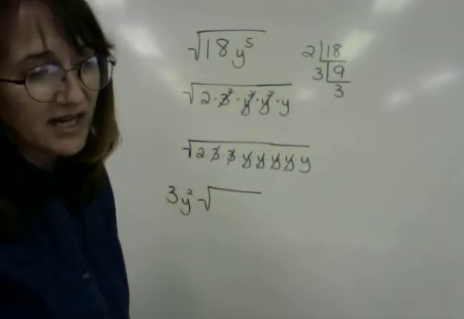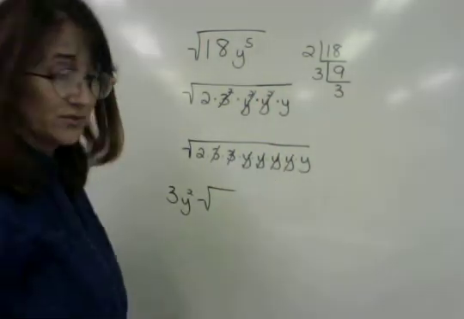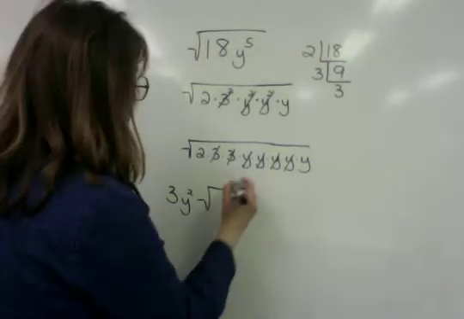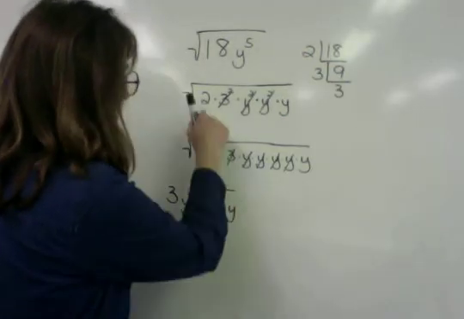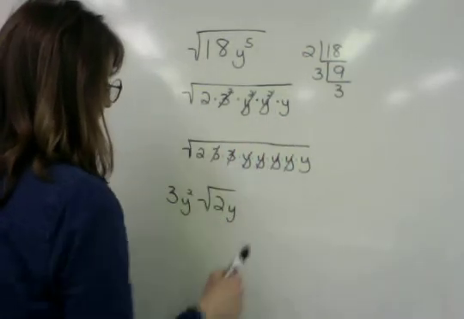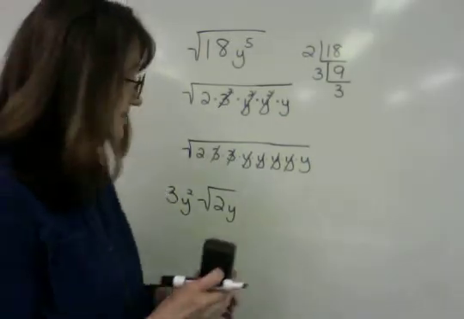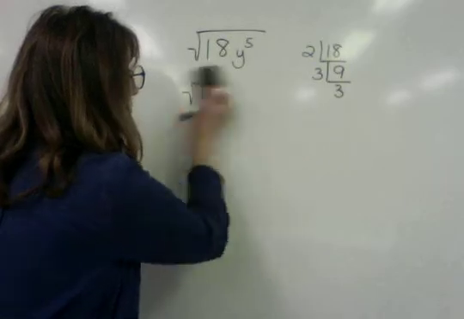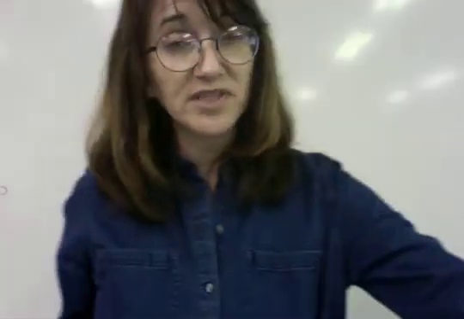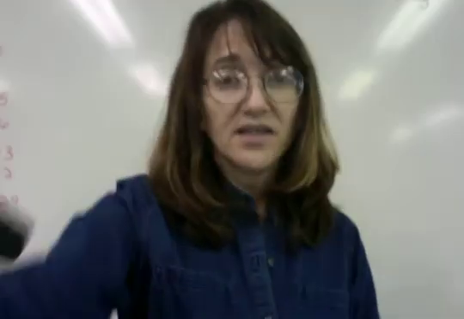What's going to be left underneath this radical sign? I don't need that long of a line. The 2 and the y. The 2 and the y. And that is extremely similar to one that's on your quiz. So hopefully this will help you with your quiz on 11.1 and 11.2.